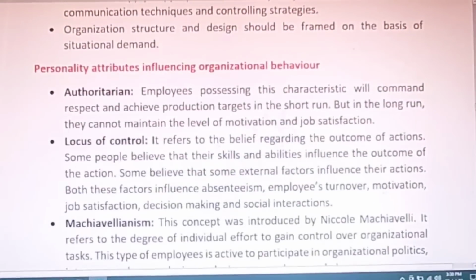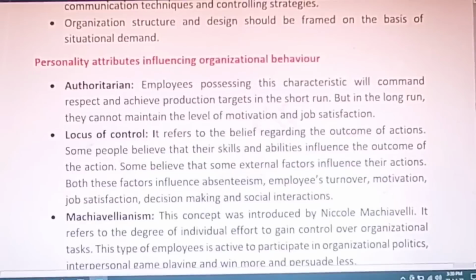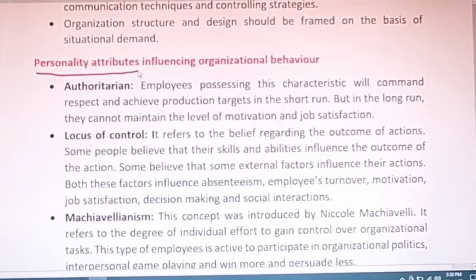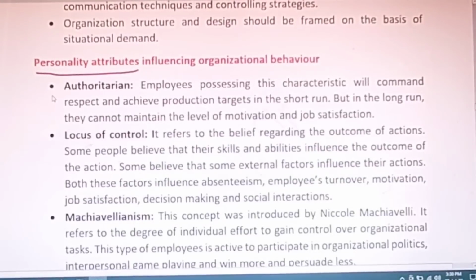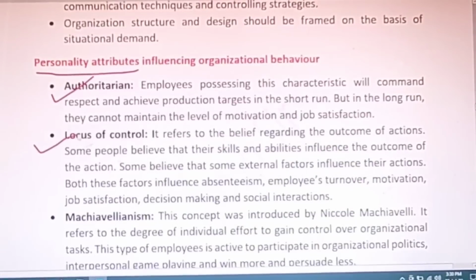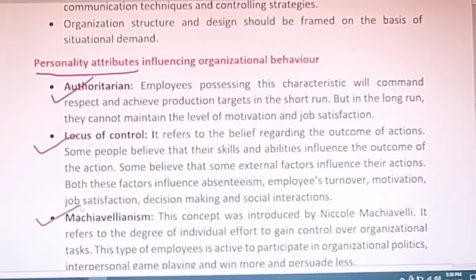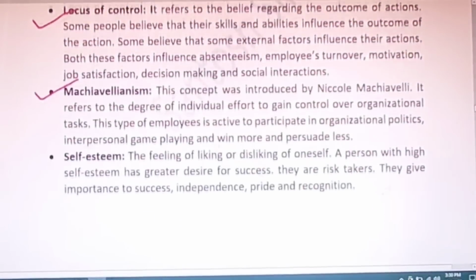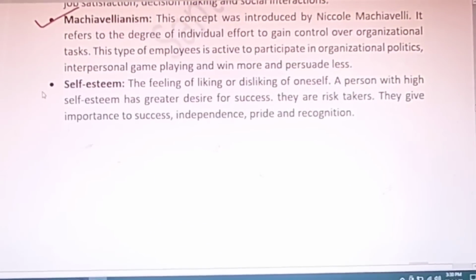Then there are a few personality attributes that influence organizational behavior. The first one is authoritarianism, then locus of control, Machiavellianism, and self-esteem. So you must concentrate on this.